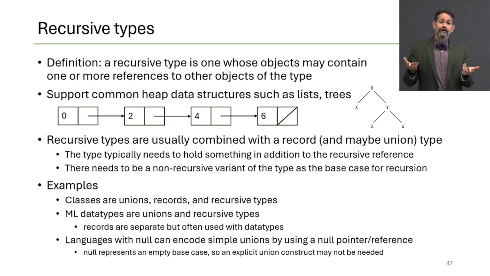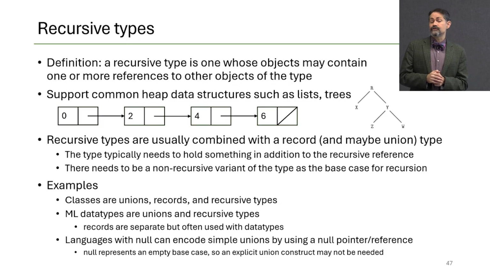Recursive types, in practice, are usually combined with a record and maybe a union type. The idea is that a recursive type typically needs to hold something in addition to the recursive reference. And generally, there needs to be a non-recursive variant of the type as the base case for recursion. Thus, we have a union as well. For example, classes are unions, records, and recursive types all put together.